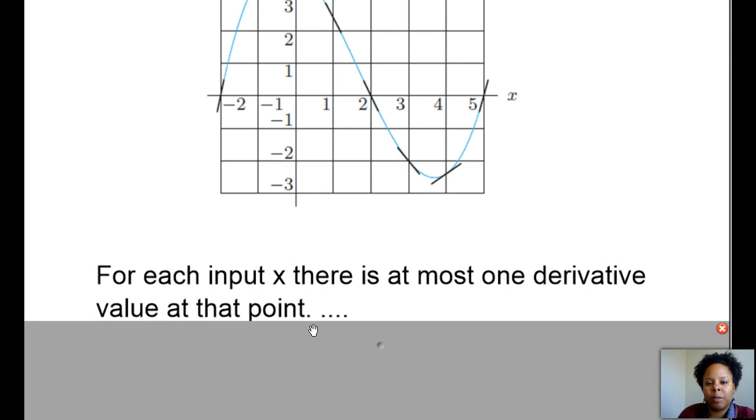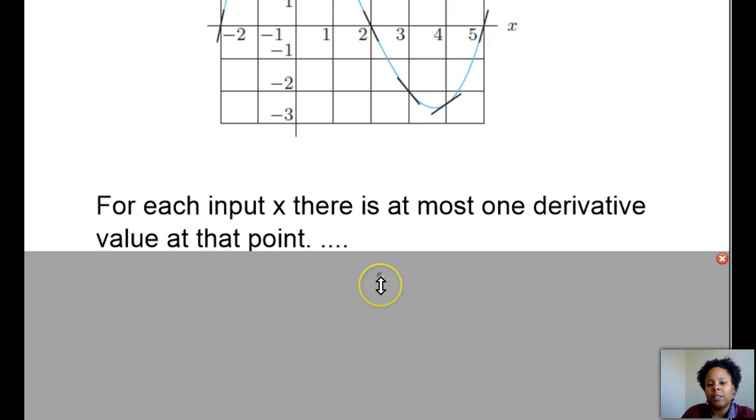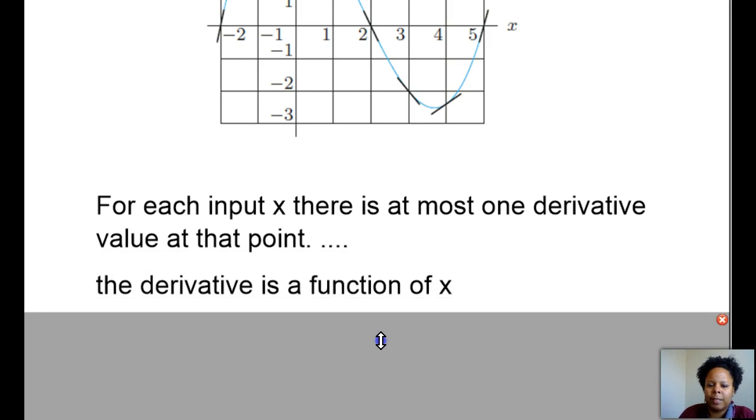Well, that seems to be very much like the definition of what makes up a function. And actually, the derivative is a function of x, because for every x value, there's at most a corresponding y value for that x value. So the derivative is a function, and it is a function of x.